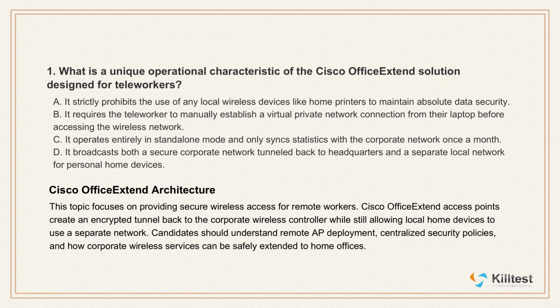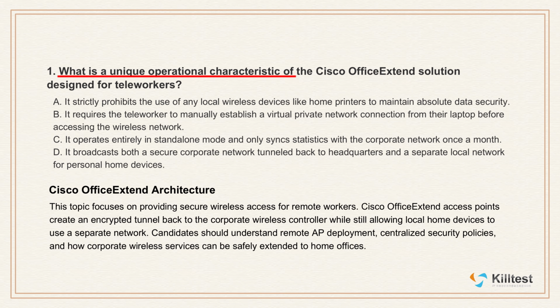Here's the question. Which operational characteristic is unique to the Cisco Office Extend solution? And the options are: A, it prohibits the use of local home network devices. Option B, it requires the user to manually establish a VPN connection from their client OS. Option C, it operates in standalone mode and synchronizes with the corporate controller monthly. Or option D, it provides a split-access design that maintains enterprise security via hardware tunnel while allowing local network functionality.